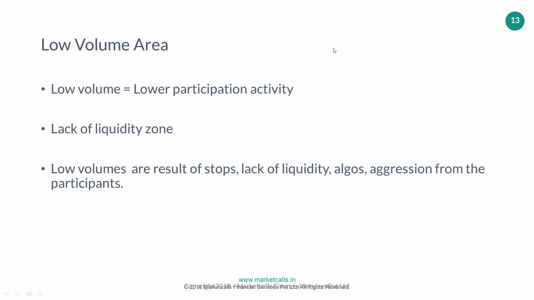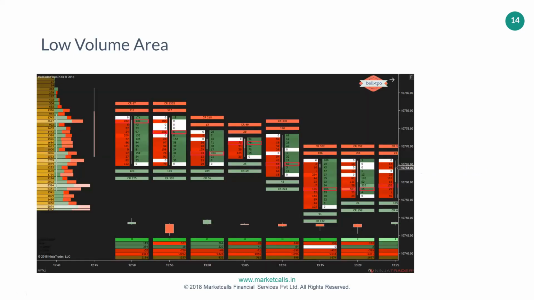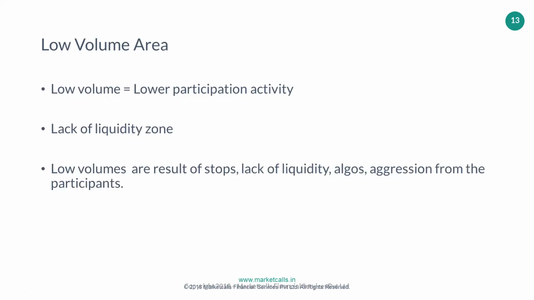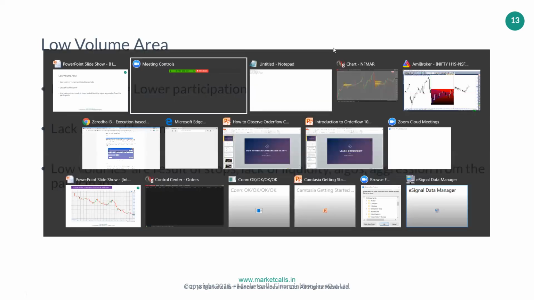Algos at times are responsible for such low price volume transactions at the extreme day high or extreme day low. Or at times it could be from the aggression of the participants. So these are the end results of low volumes. And typically you can find mostly a consolidating area. For example, the consolidations in Nifty futures, which happened last Friday.